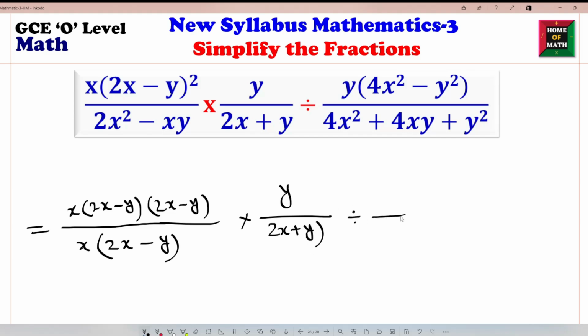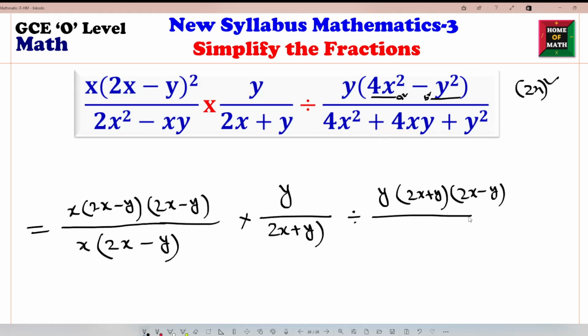Divided by, we can write here is y, and look, here is 4x square minus y square. It's looking like a square minus b square. So we can write (2x plus y) times (2x minus y). Why this one? Because 2x square we can write (2x) whole square. It means 2 times 2 square means 4, x square means x square.